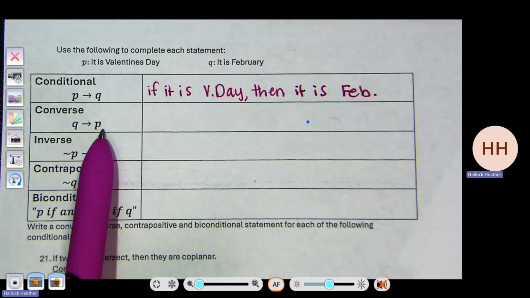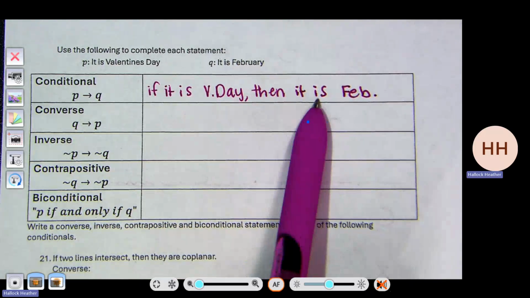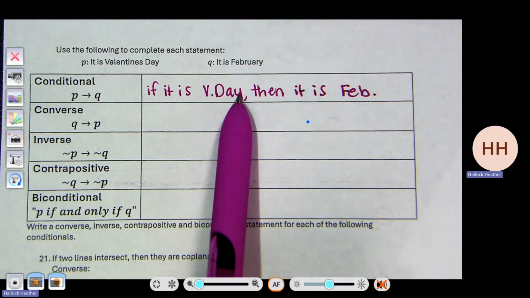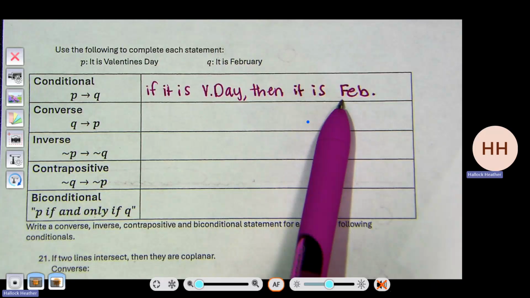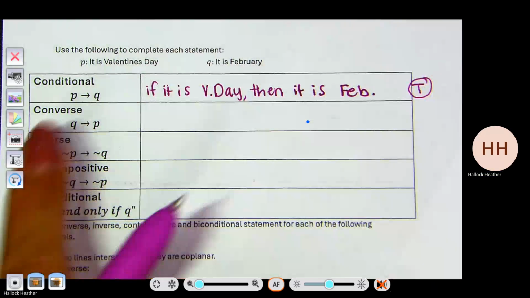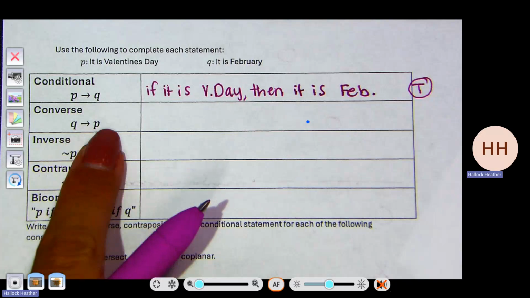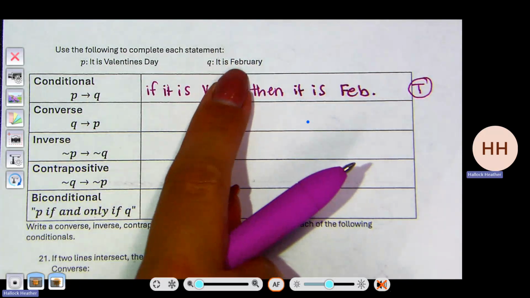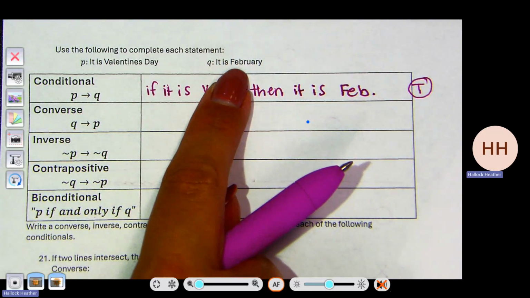So the converse of that is taking P, which is the front, and Q, and we are basically just flip-flopping. Oh, first off, I need to judge the validity. So if it is Valentine's Day, then it is February. Is that true or false? True. So we're going to put T in the back. The converse is Q, then P. So I need to put the front of the sentence in the back and the back in the front.